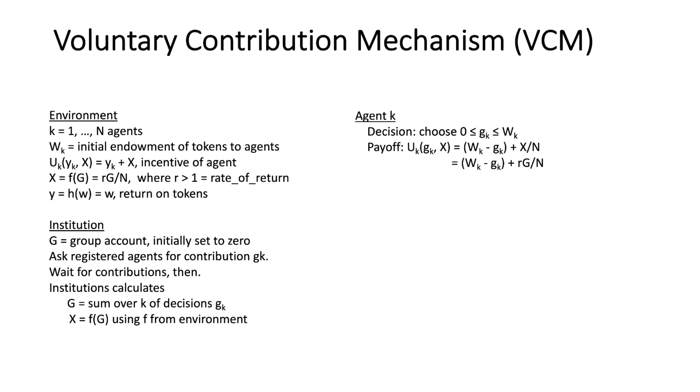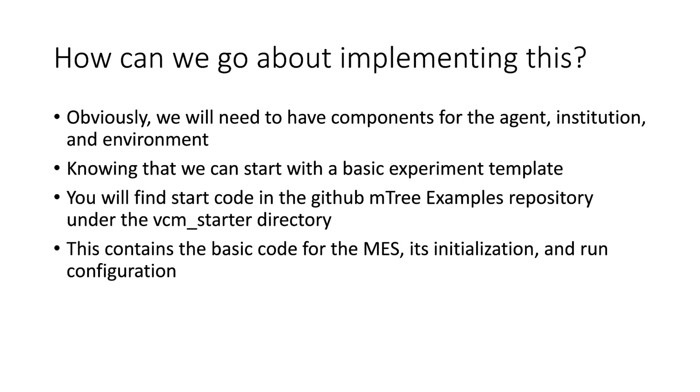So if we want to go ahead and implement this, obviously it seems perhaps rather theoretical, so we'll discuss coming up with more specifics on the implementation. You'll also be able to find appropriate starter code in the mTree examples GitHub repository under the VCM folder. One of the things you should be aware of is that you'll need an agent, an institution, and an environment. Additionally, you'll also need a config file, which has also been provided.